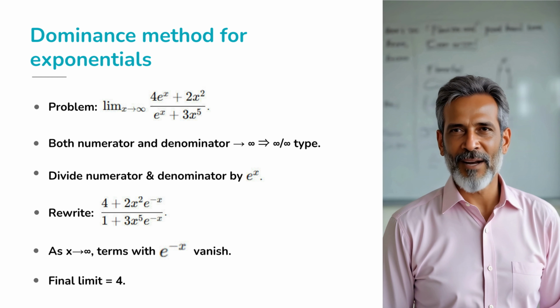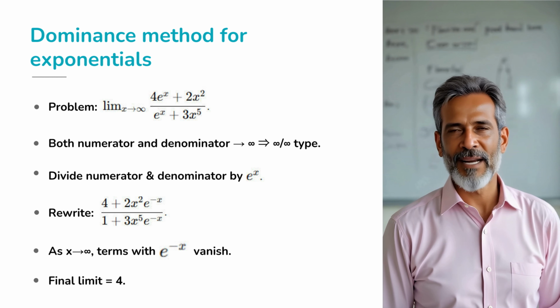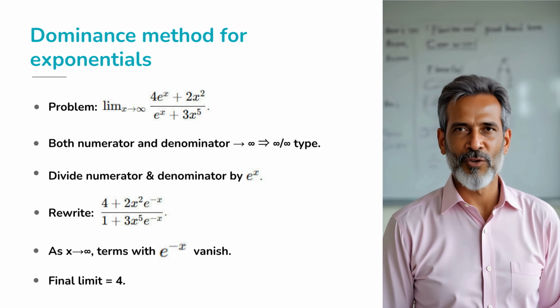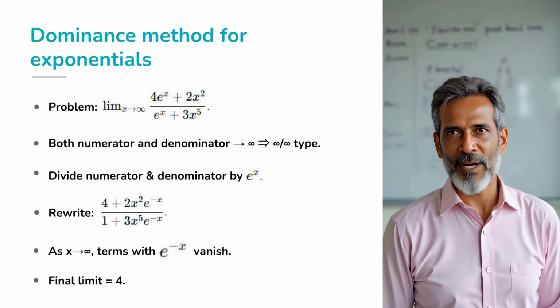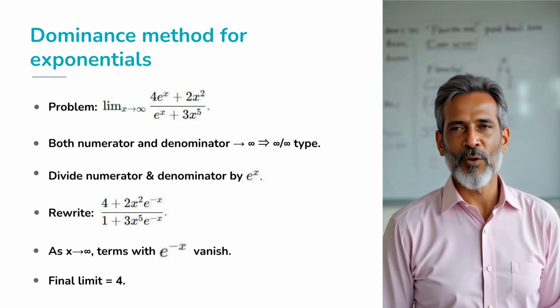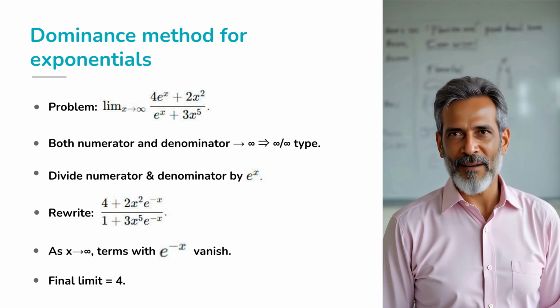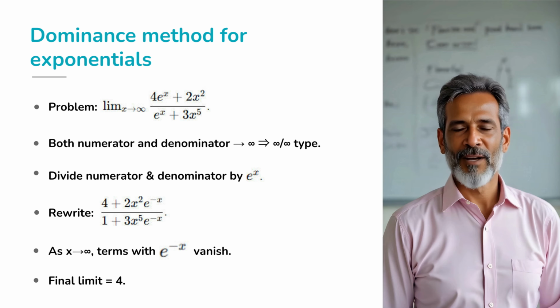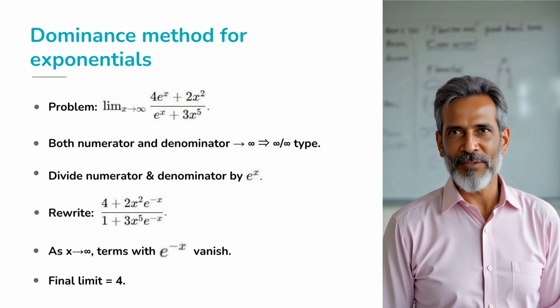Now let's stage a battle between exponential and polynomial growth. The problem is limit as x tends to infinity of 4e power x plus 2x square over e power x plus 3x power 5. Both numerator and denominator go to infinity. Now, instead of blindly differentiating 5 times, let's be smart. Divide numerator and denominator by the dominant exponential term, e power x.